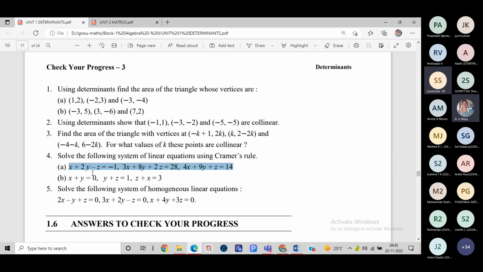Yes, ma'am. You can copy it. The first equation is x plus 2y minus z is equal to minus 1. Second one, 3x plus 8y plus 2z is equal to 28. Third, 4x plus 9y plus z is equal to 14.